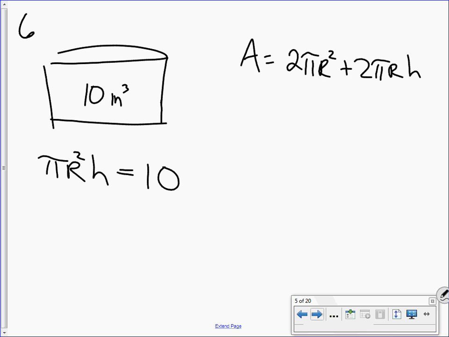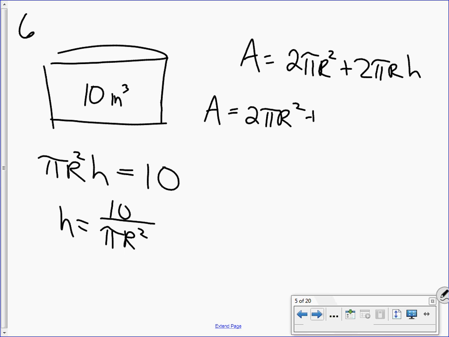So, what do we want to substitute in for? What do we want to solve for in this one? Solve for h. We'll plug it in there. We'll take the derivative and set it equal to 0. If we solve for h here, we get h equals 10 over pi r squared. So put that in over there. The surface area is equal to 2 pi r squared plus 2 pi r times 10 over pi r squared.